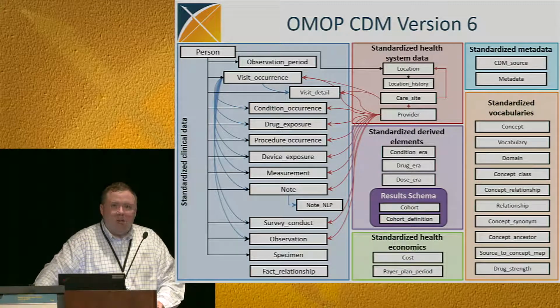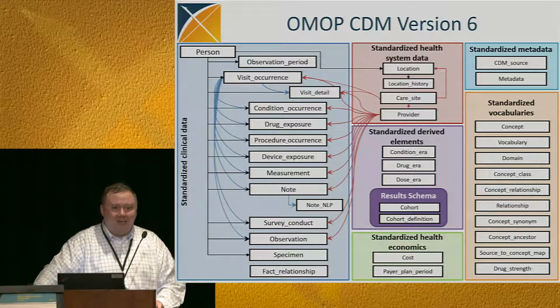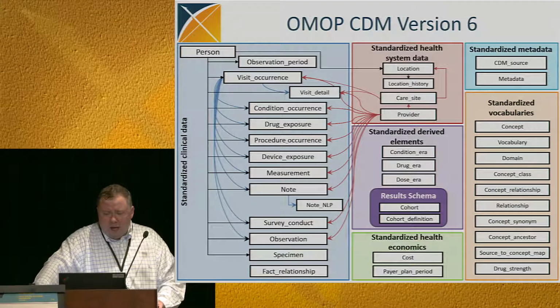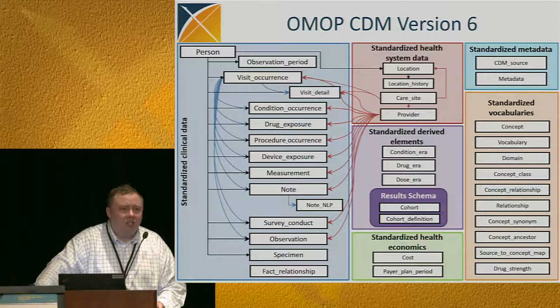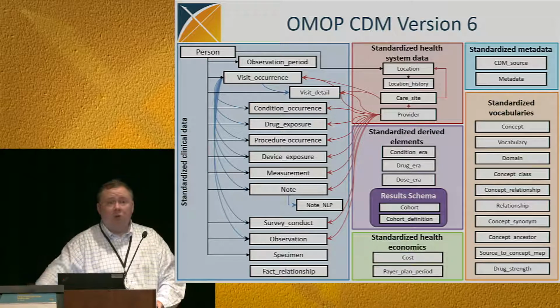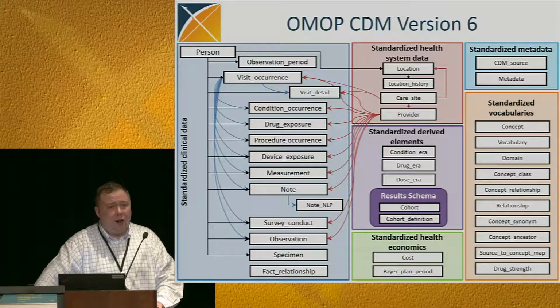A recent introduction is to support patient-reported outcomes and surveys, and to capture biobanking information about specimens. We also have standardized how we represent health system information, how we think about health economics, and derived elements that we find repeatedly get used in a lot of our analytics. On top of this, we have imposed not just a standardized structure, meaning the data tables and the fields, but also standardized the content by imposing a standardized vocabulary throughout this data model.